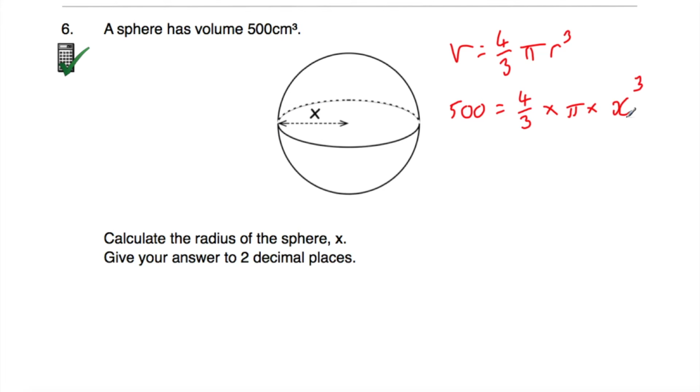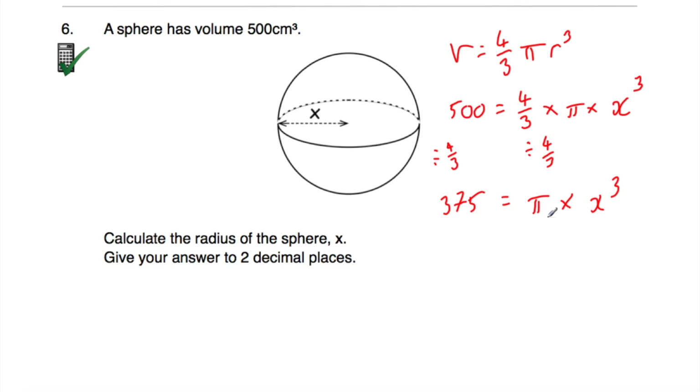Okay, so to solve this equation, we want to get the x on its own. So let's get rid of this 4/3 to begin with. So let's divide both sides by 4/3. So let's divide the left-hand side by 4/3, and let's divide the right-hand side by 4/3. So 500 divided by 4/3, I'm just going to do my calculator. 500 divided by 4/3 is equal to 375. That's quite nice. And that's equal to, and on the right hand side, we've divided by 4/3 to get rid of the multiply by 4/3, so we're just left with pi multiplied by x cubed.